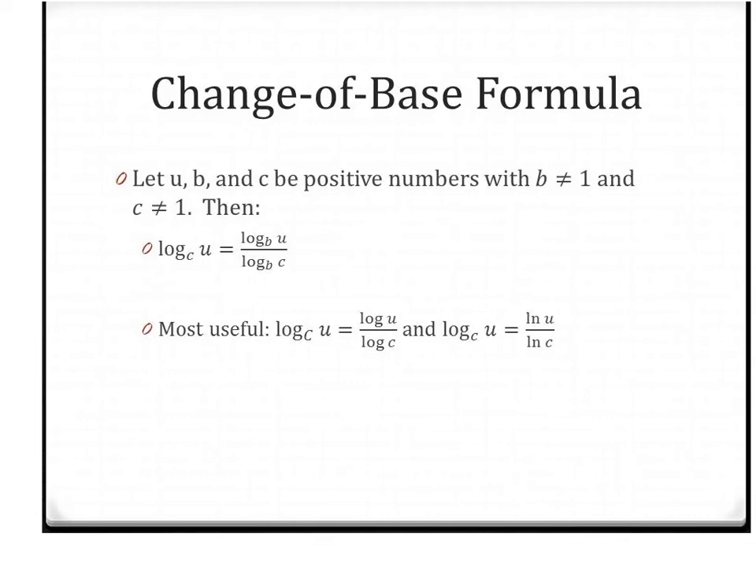So what it is, you can take any base whatsoever, so base C, whatever that is. To figure out the decimal value of this log base C of u, you do log base B of u over log base B of C. And the deal with B is that B can be anything. It can be 2, 3, 10, 20, e. It can be anything.